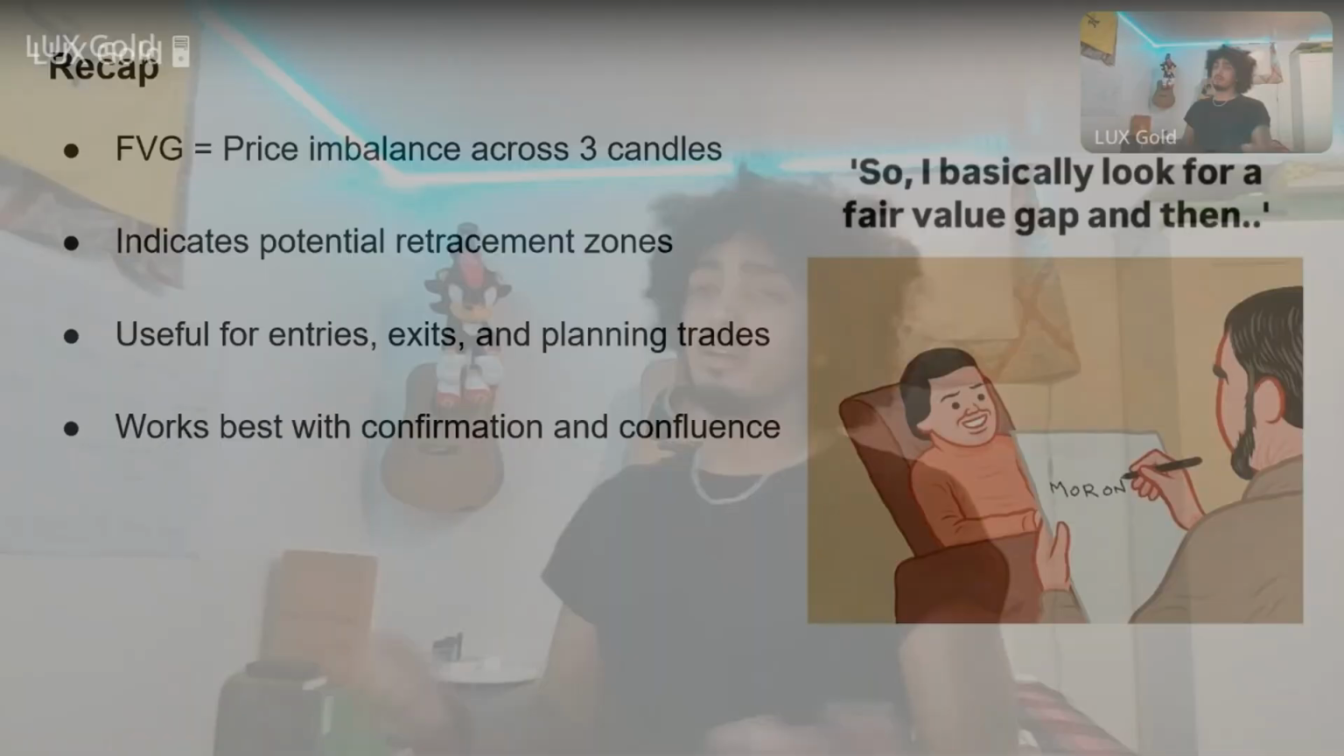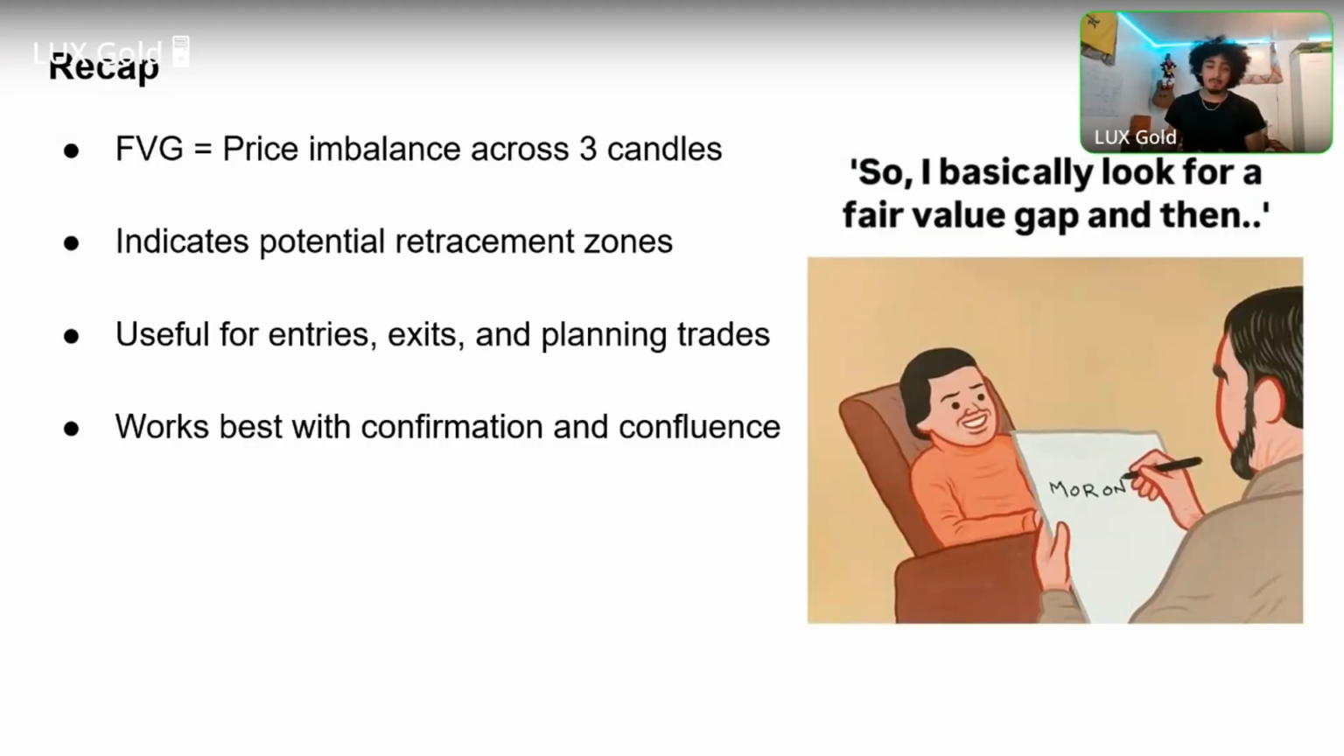So recap, a fair value gap. It's basically an imbalance across three candles. It doesn't have to be a small candle, but we have three candles. One candle, a second candle that is long, and then a third candle. The second candle creates a gap in between the first and the third candle's wicks. In between that gap, that's what we would call the fair value gap. Fair value gaps are potential retracement zones. So usually we'll come back to them, but not always.